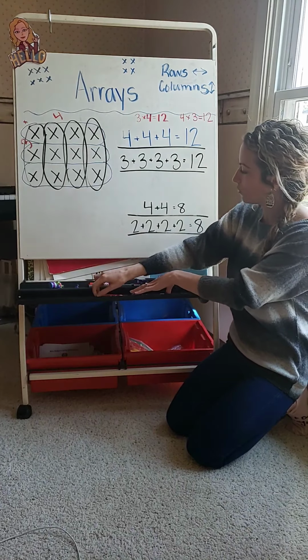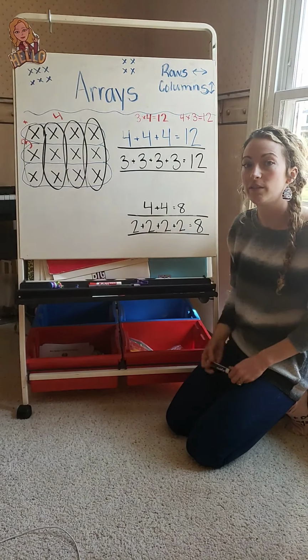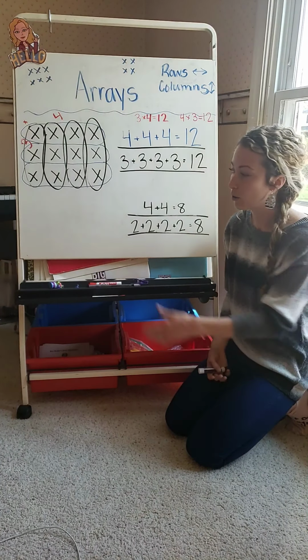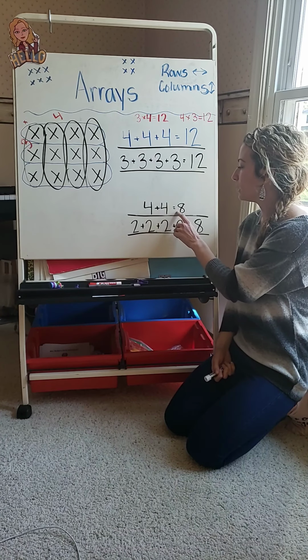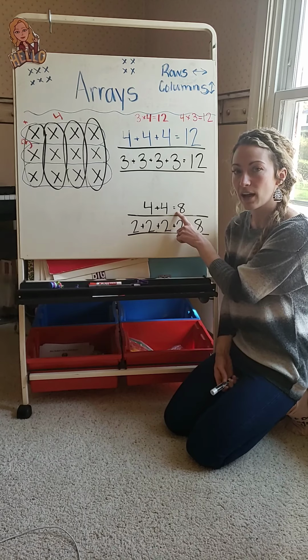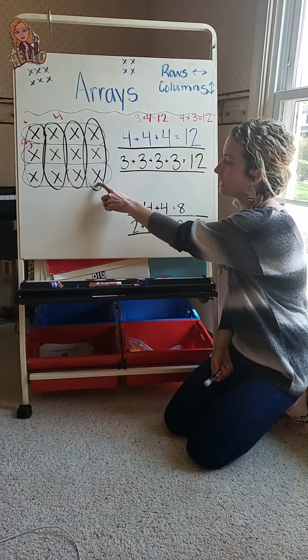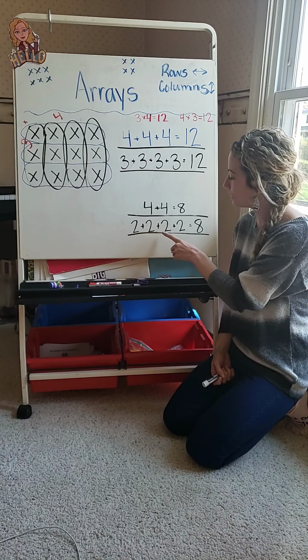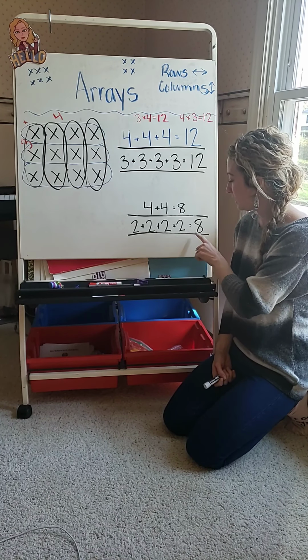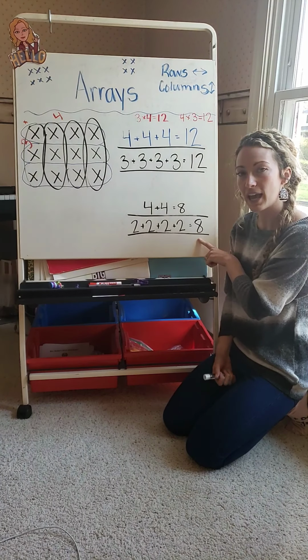So now we are going to look at our repeated addition to figure out what our array looks like. So the first thing I see is 4 plus 4 equals 8. So I know we're going to have 8 x's in our array. And then down here it says 2 plus 2 plus 2 plus 2 equals 8. So again, we're going to have 8.